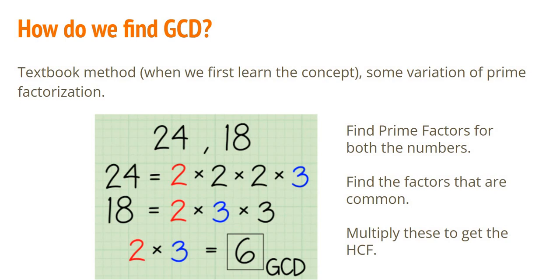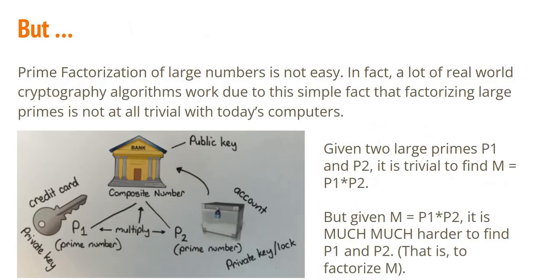However, when we look at an algorithm to compute GCD, we will rather not do prime factorization because it turns out that prime factorization for large numbers is not very easy. Interestingly, a lot of real world cryptography algorithms work just because of this simple fact that factorizing large numbers is not at all trivial, even with today's computers. Though we have powerful computers today, even then, this is a hard problem.